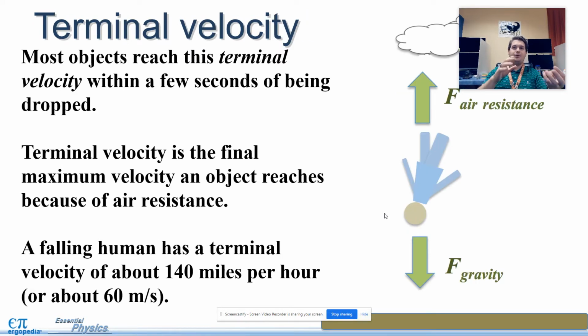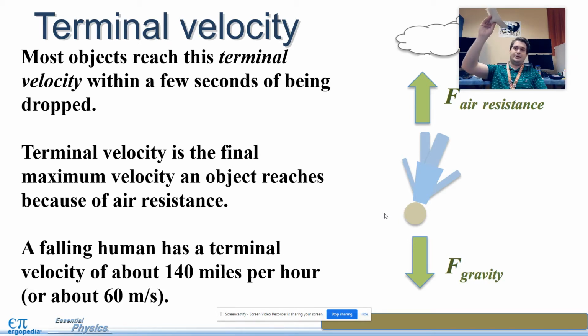And we call that point where the force of air resistance and the force of gravity balance out, we call that speed or that velocity terminal velocity, because it's as fast as you're going to get. So terminal velocity is the final maximum velocity an object reaches because of air resistance. A falling human has a terminal velocity of about 140 miles an hour, or 60 meters per second. You don't need to know that fact, but it's an interesting fact to hear. So terminal velocity, it's as fast as you get when an object is falling thanks to air resistance.